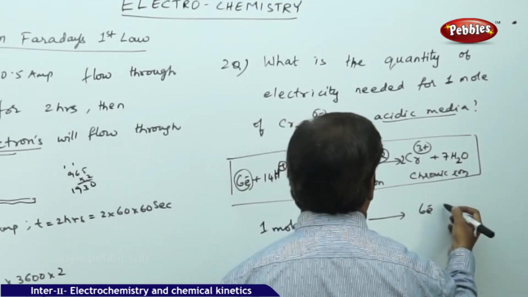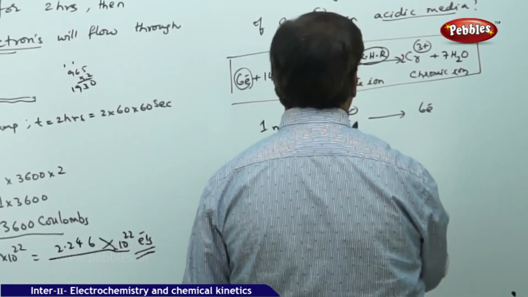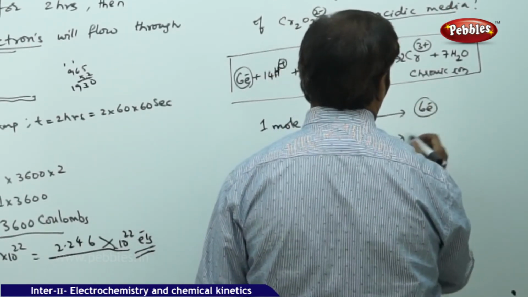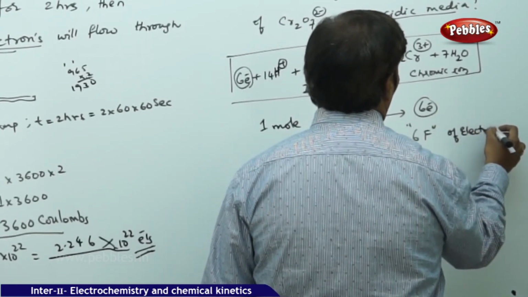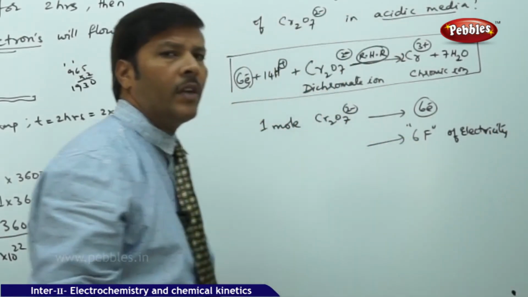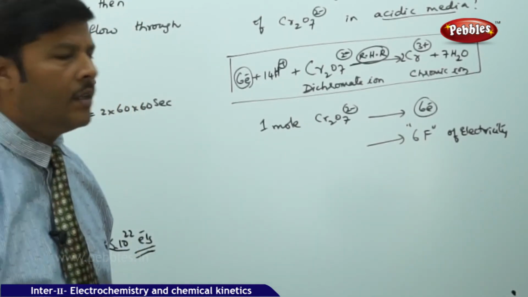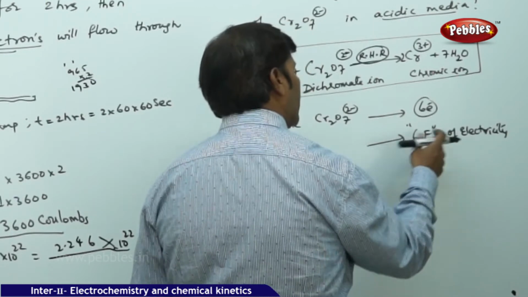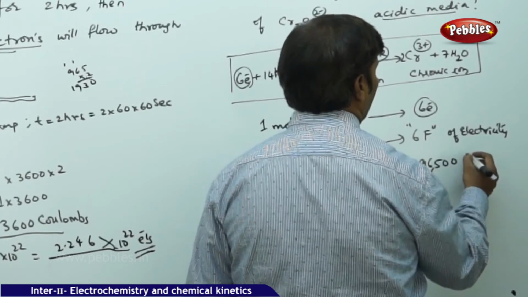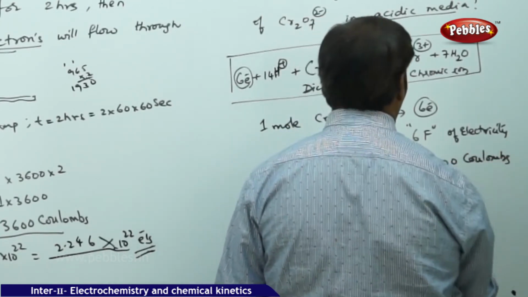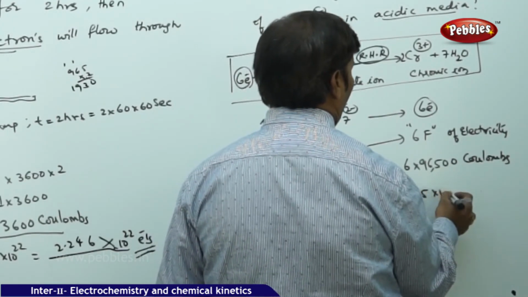So number of electrons is equal to number of farads. If 1 mole of dichromate ion is consuming 6 electrons, it also means that 6 Faraday of electricity is required during the process of electrolysis, because 1 electron is equal to 1 Faraday. So 6 farads of electricity is required. So 6 into 96,500 coulombs of electricity is altogether required.